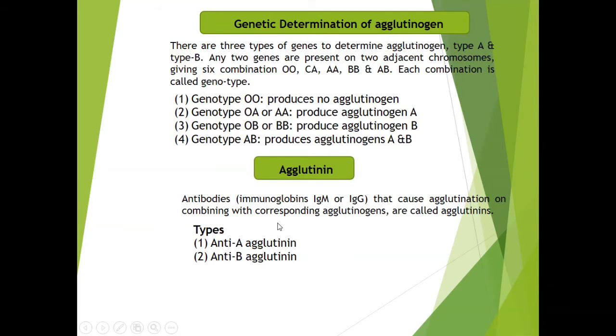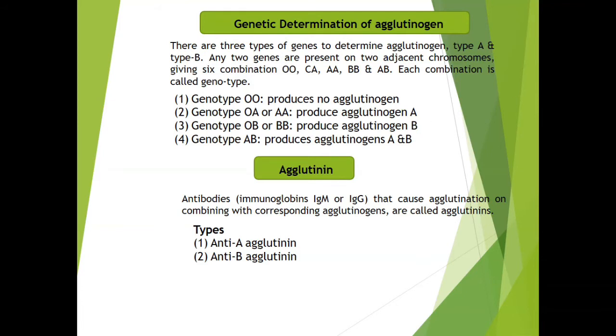So these are also immunoglobulins of IgM or IgG type that are mostly present in the plasma. We will discuss how these antibodies occur in a person's plasma and how these develop. So agglutinin, what we have discussed, agglutinins are antibodies.